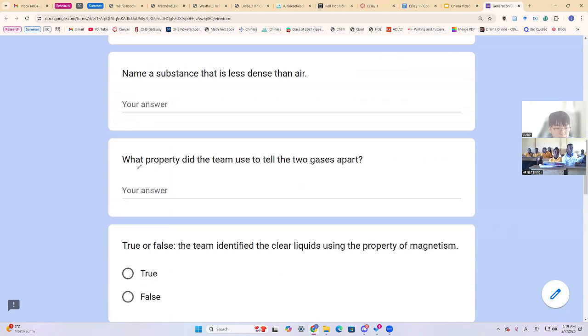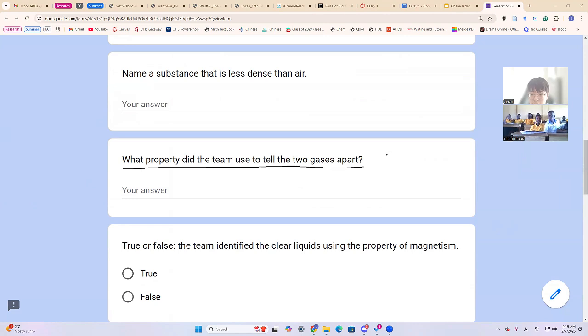So, what property did the team use to tell the two gases apart? Remember, the team had two types of gases. So we had two containers of gases. One gas was helium gas. And the other one was sulfur hexafluoride.